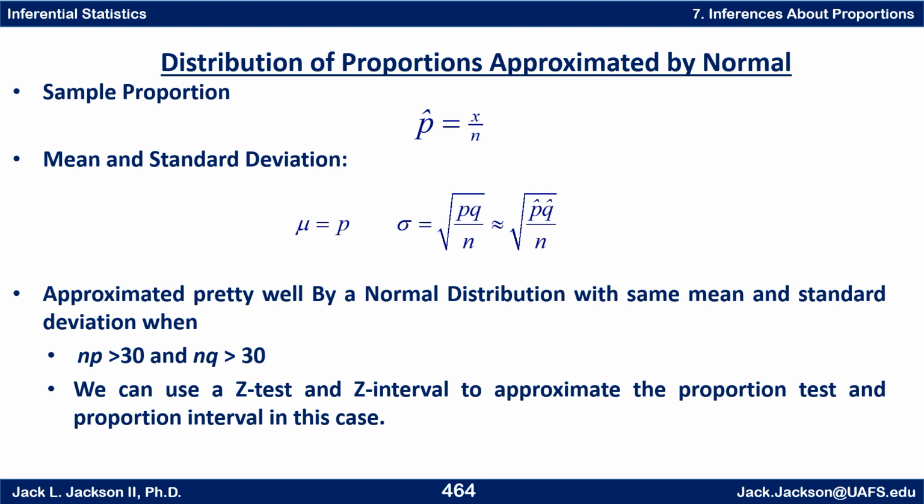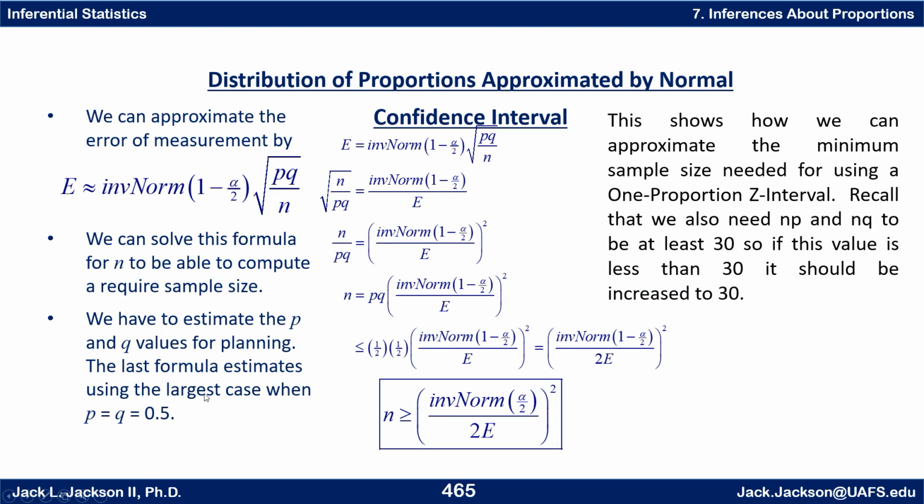distribution. Okay, so once again, this works pretty well if np and nq are both greater than 30, and we can use what's called a z-test and z-interval that approximates the proportion test. And basically, here's how the formula works. For your margin of error, it's just an inverse norm of 1 minus alpha over 2, or inverse norm of 1 plus confidence level divided by 2. And then multiplied by the sigma, but this is the sigma for the distribution of proportions right here.